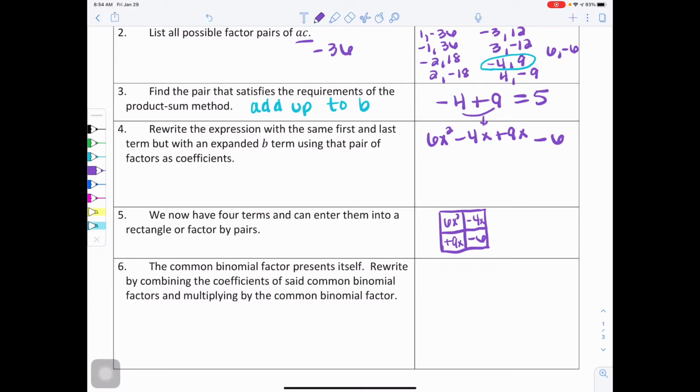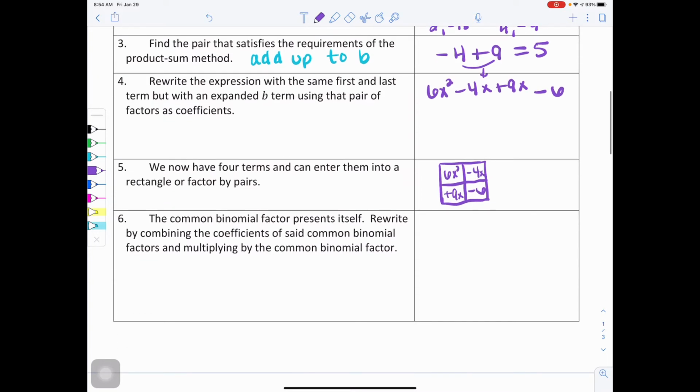Okay, so that sounds very complicated and fancy. Let me break down for you what that means. Now that we have turned this into a 4-term polynomial, we are going to group them in the chunks that you see in the 2 rows in the diagram above. So when I write this, I'm going to take the 6x squared minus 4x and put them together as one binomial. Then I'm going to add to that the second binomial, which is 9x minus 6. So I've just taken the 4 terms and split them into 2 binomials that we add together. So I'm just breaking them up into pairs.